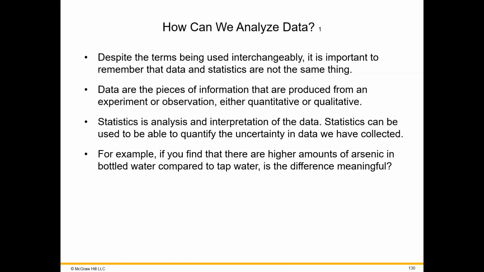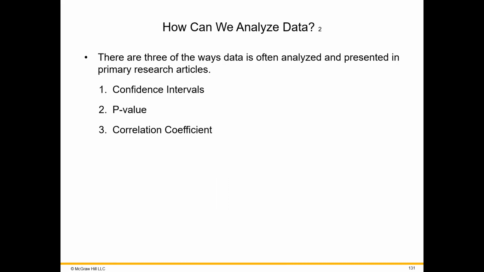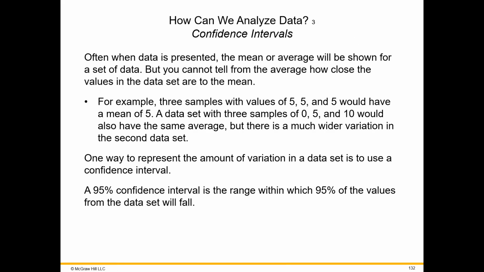Statistics can be used to quantify the uncertainty in data we have collected. For example, if you find that there are higher amounts of arsenic in bottled water compared to tap water, is the difference meaningful? Well, if you're interested in that analysis, it is often analyzed and presented in the following 3 ways: confidence intervals, a p-value, and a correlation coefficient. So this is a very basic overview of statistics that is commonly used in science.